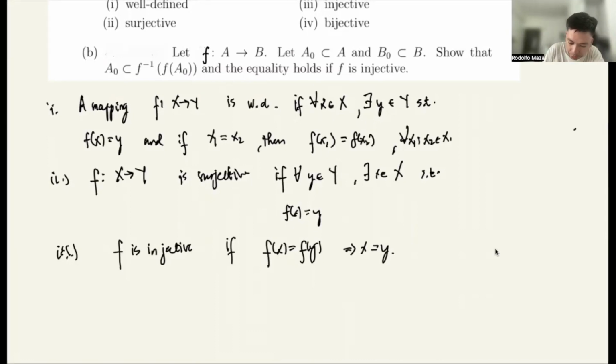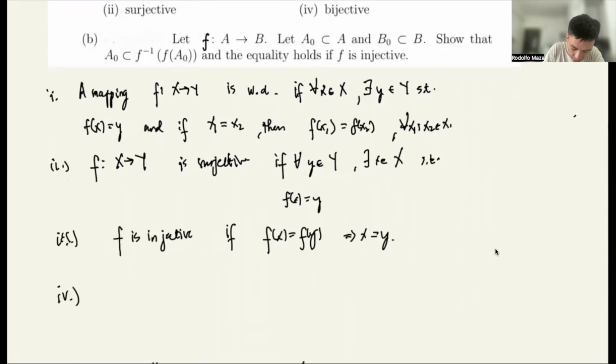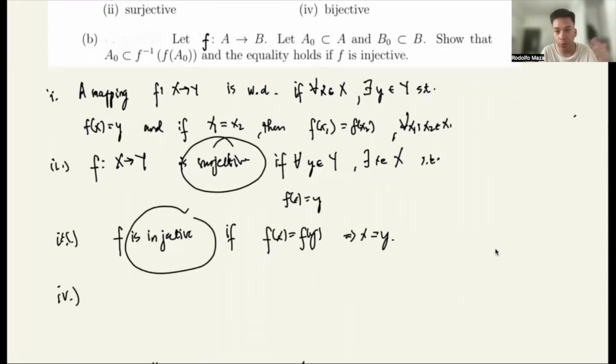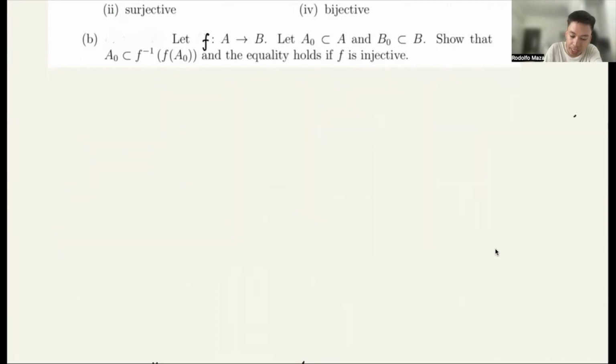So, yun naman talaga yung pagpo-prove. And then, number 4, bijective. So magiging bijective siya if it's both surjective and injective. So we know for a fact that a bijective function is an onto function and a one-to-one function. That's it.